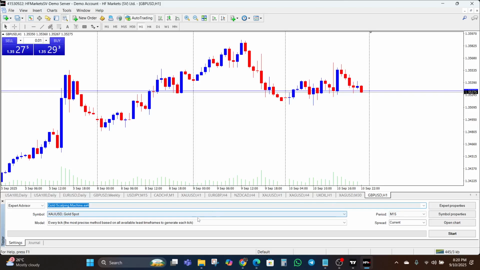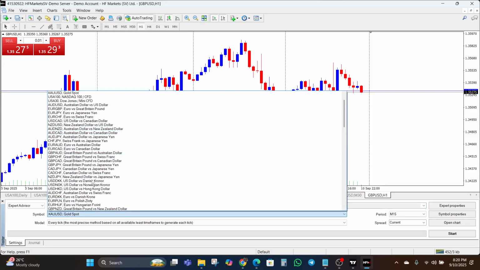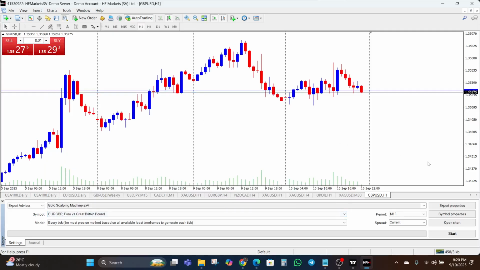Now, you choose your currency pair. After choosing your currency pair, you can see, just select the currency pair. You choose any pair that fits your trading style. After that, you select the time frame that you want to test. This could be M15, H1, daily, M30, whatever time frame that is best for your strategy.